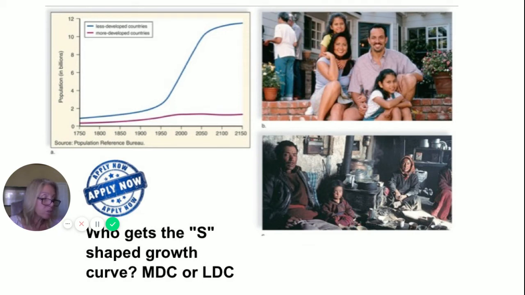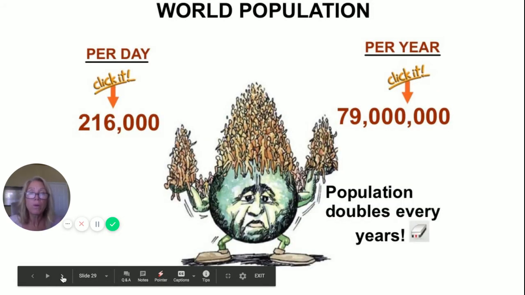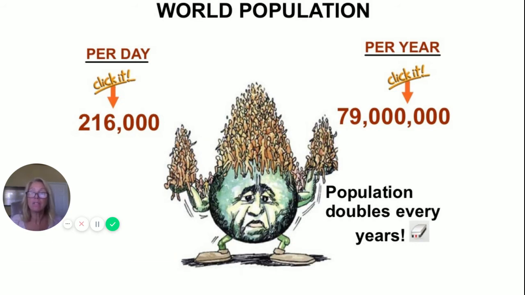Okay, in more developed countries, and I gave you some examples there, the growth has leveled off, and people generally enjoy a good standard of living. So next, that takes us to the world population and how fast it's currently growing. Right now, about 216,000 people are added to this world per day. And the population doubling time right now is about every 56 years. Doubling time is the time it takes for the population to double in size.